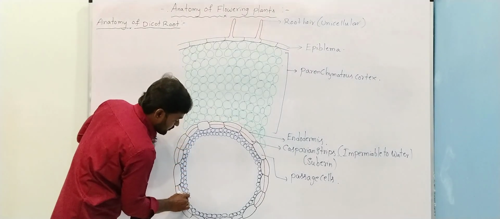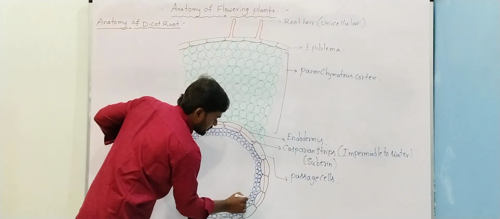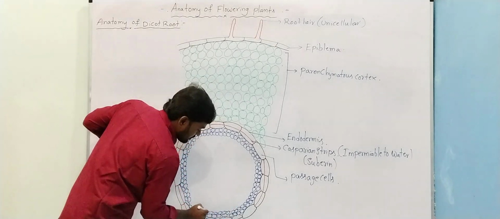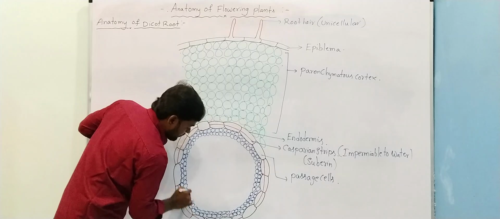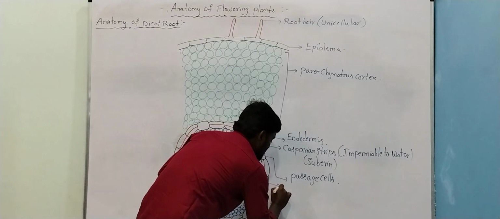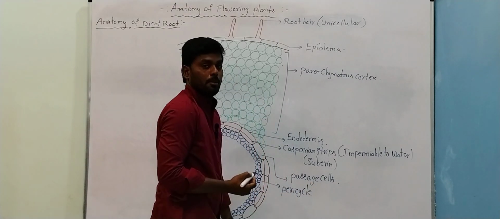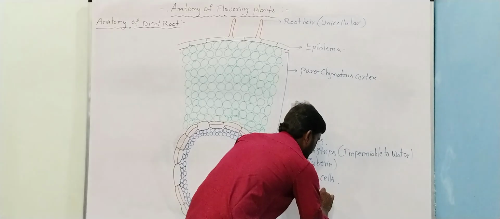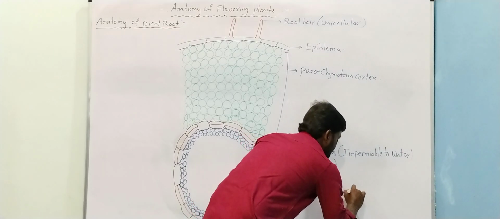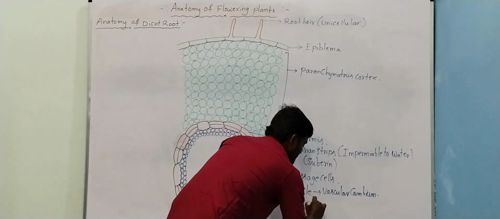So in this dicot root, I am showing only two layers of the pericycle. This is called pericycle. It is present beneath the endodermis. This layer is called pericycle. The main function of the pericycle is that it produces the vascular cambium.